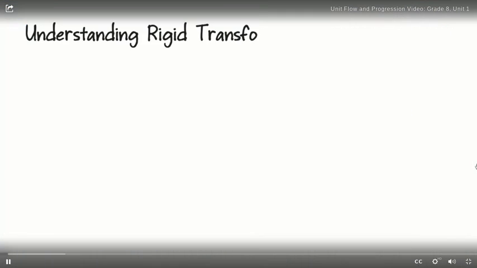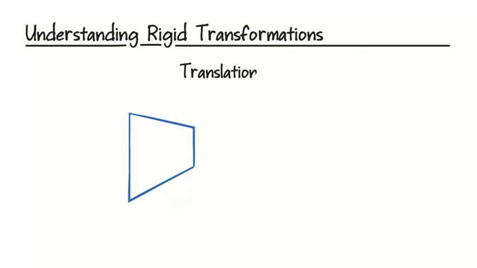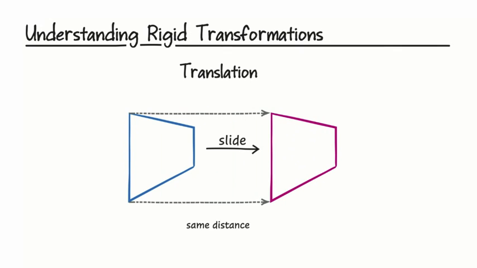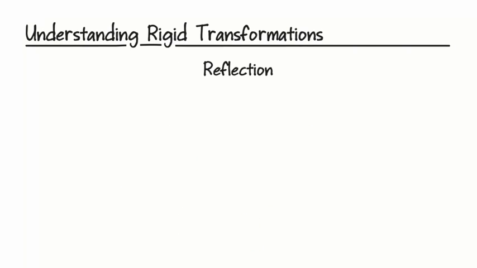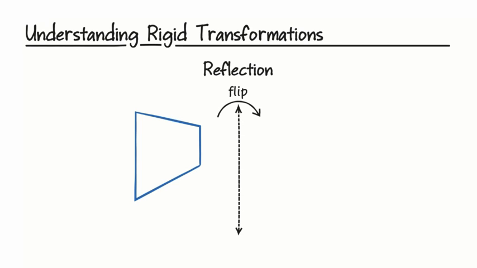Students begin 8th grade by building on prior understandings of geometric figures to explore rigid transformations and congruence. They start by working with translations, which slide each point of a figure the same distance in the same direction. Then they investigate reflections. A reflection flips a figure across a line to form a mirror image.